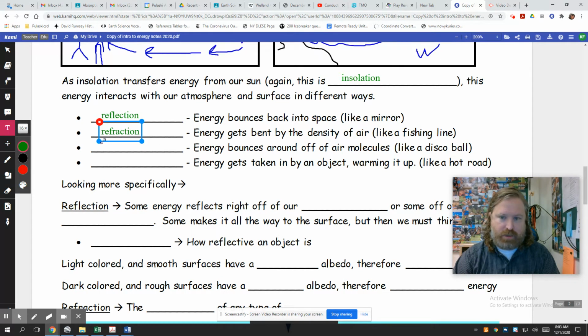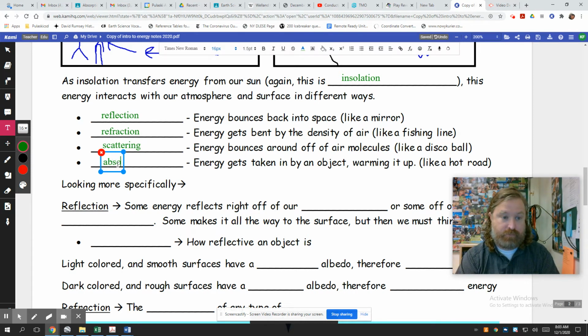Energy bounces off air molecules like a disco ball. This is scattering. I'll do one quick thing with that below. Or what is really the critical part, absorption, if it gets taken in by an object, warming it up like a hot road.